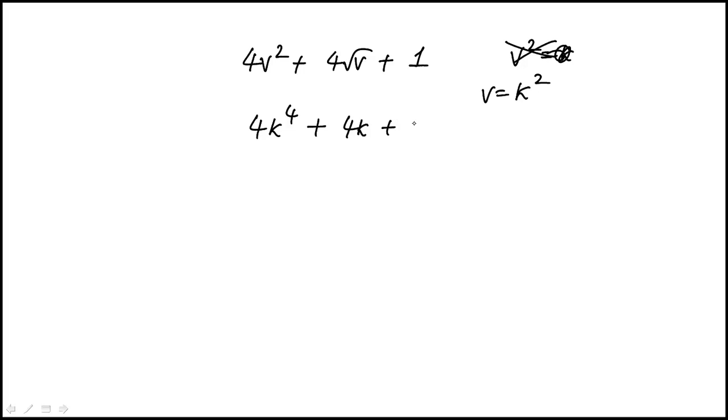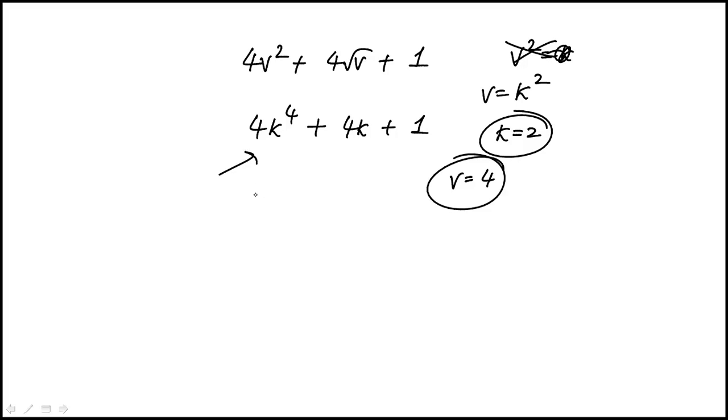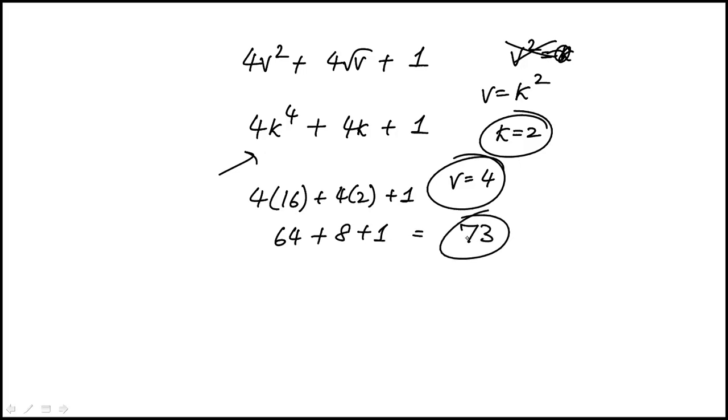It's 4v squared plus 4 root v plus 1. So I'm actually going to try it a little bit differently. v is k square, just replace it. 4 times k to the 4 plus 4k plus 1. Is that a square of an integer? And I can try a value. For example, k could be 2. So in that case, v is 4. So this becomes 4 times 16, that's 64, plus 4 times 2, plus 1. That's 64 plus 8 plus 1, which is 73, which is clearly not the square of an integer.